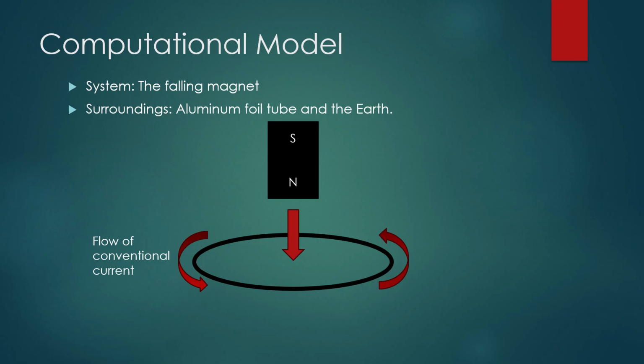And for the computational model, here is a diagram. Here the magnet was dropped with the north pole facing downward, and by Lenz's law, the current should flow in the loop such as to oppose the change in magnetic flux from the falling magnet. We modeled the conducting tube as a series of conducting rings stacked on top of one another. Here, our system is the falling magnet. Surroundings consist of the aluminum foil tube and the earth.